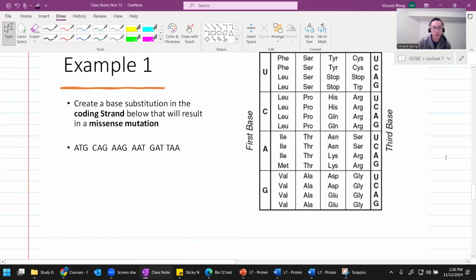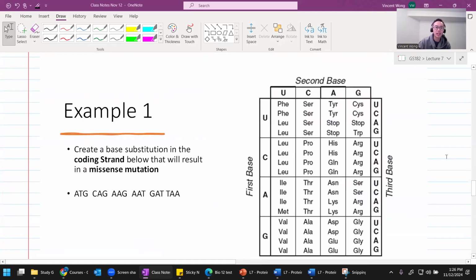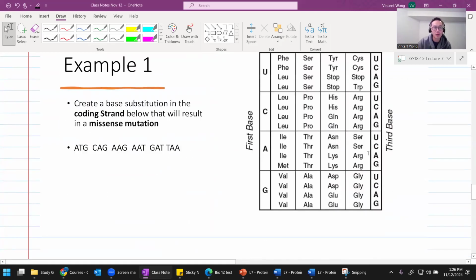We're gonna try to create our own mutation. Create a base substitution in the coding strand below that will result in a missense mutation. So this is coding. It tells you in the question. And this is DNA, right? So you can pick any codon. You don't have to do the whole thing. Let's say you pick this one right here.